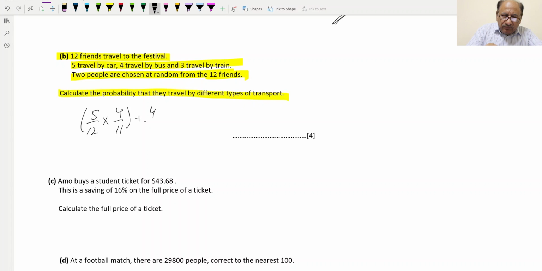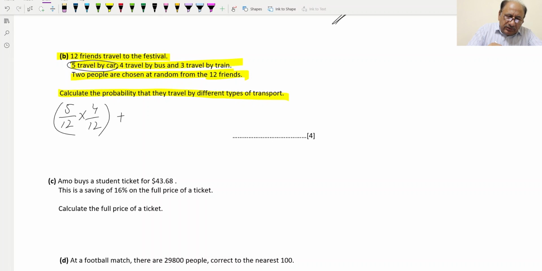So bus and train will be 4 by 12 into 3 by 11, and then there can be another situation, which is these are the same. I will explain again. First we'll be considering that both are from car, so it will be 5 by 12 and second will be 4 by 12. So both passengers are traveling by car.